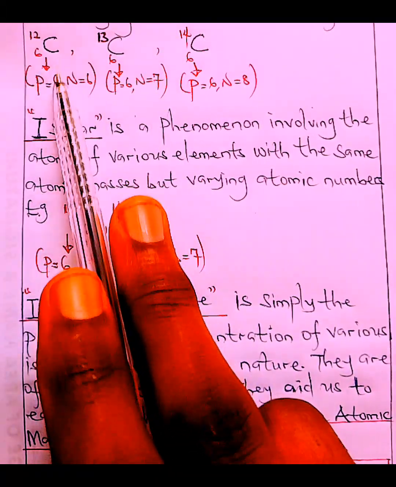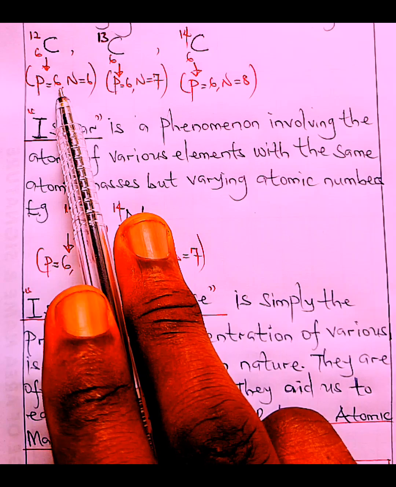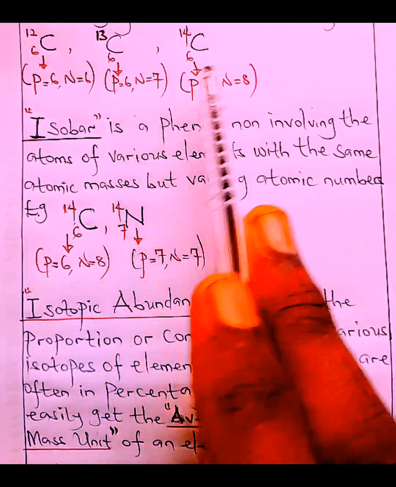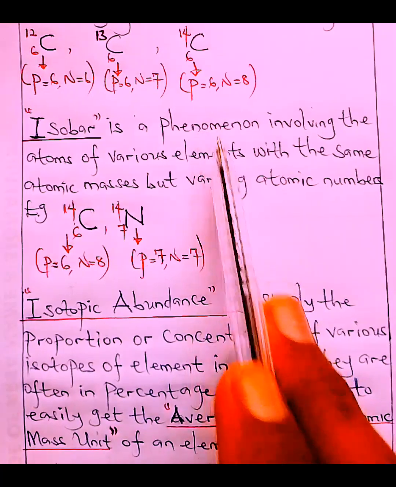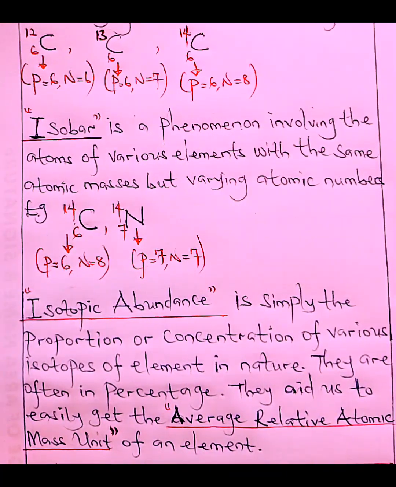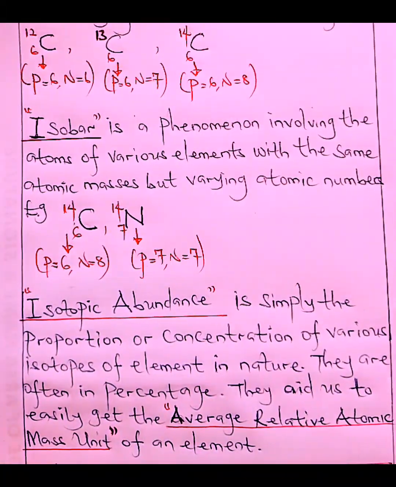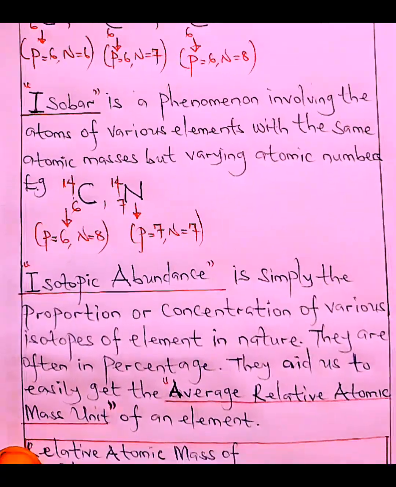For example, carbon-12 could be 50% in nature, while carbon-13 could be, let's say, 30% in nature, then carbon-14 could be 20% in nature. So when we talk about isotopic abundance, we're talking about the various degrees of existence of these various isotopes in nature, as simple as that. That's what isotopic abundance simply means.